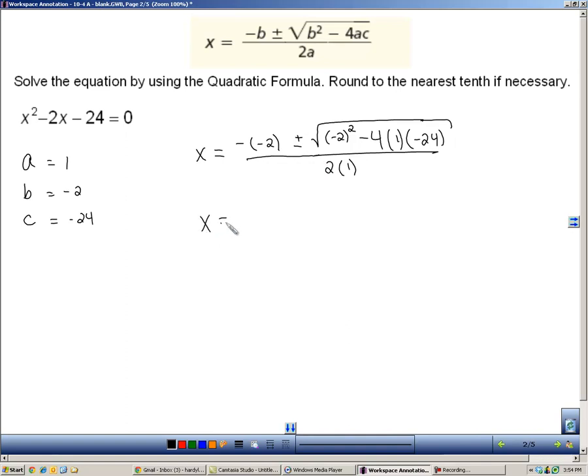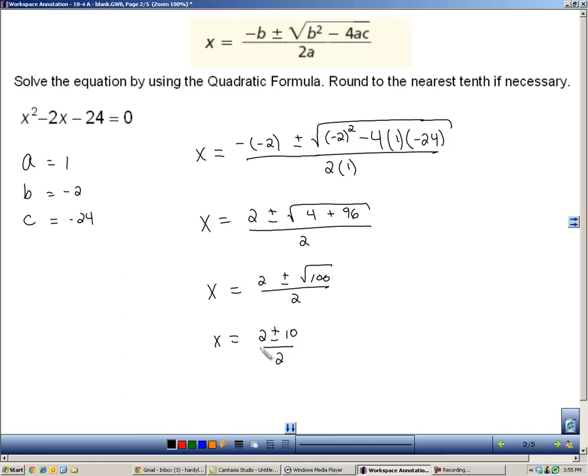Now let's simplify. Negative negative 2 is a positive 2. 2 squared is a 4. This is a negative 4 times a negative 24 times 1, which is a positive 96. And we'll take the square root of all that, and it's all over 2. Continuing to simplify, 4 plus 96 is 100, which actually is a nice number here because we know that the square root of 100 is a 10. So this becomes 2 plus or minus 10 over 2.